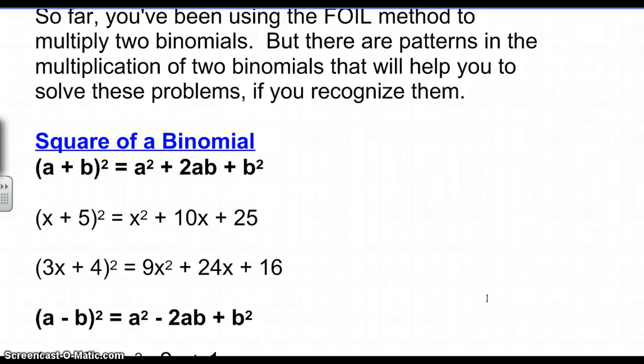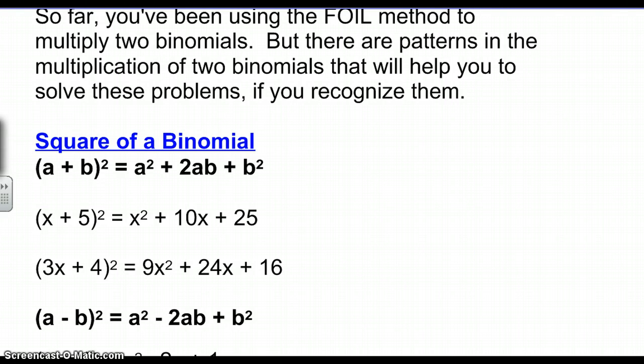In the next example, (3x + 4) squared follows the same pattern. That's (a + b) squared, right? So you're going to square the first term. Now remember, when you square 3x, you have to square the 3 and the x, so that becomes 9x squared. You square the 4, that's 16, that's your last term. And the middle term will be 2 times 3x times 4, so that's 24x.